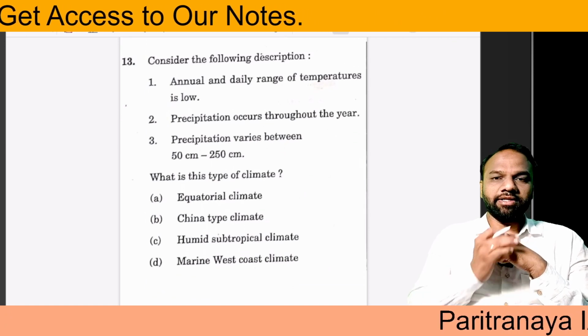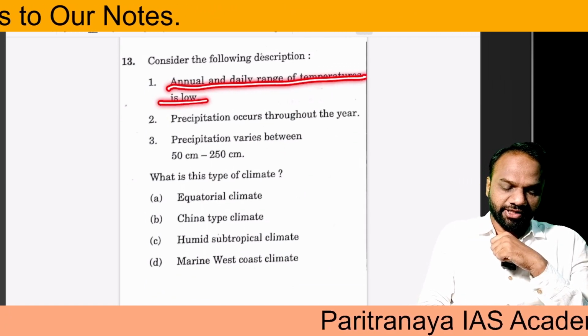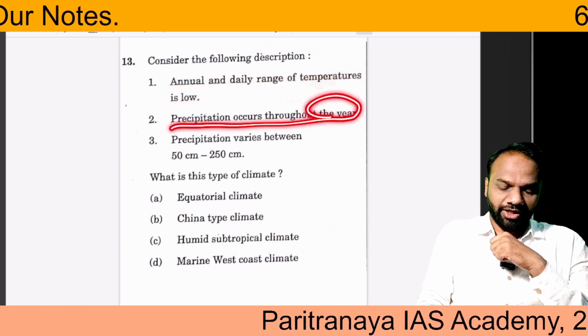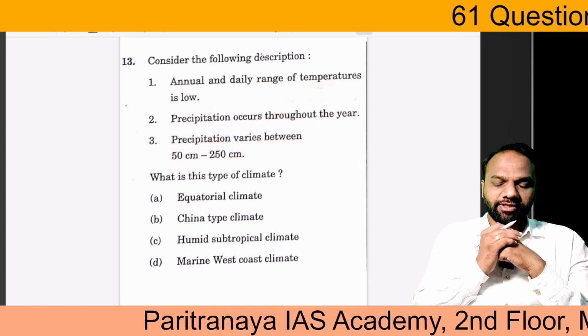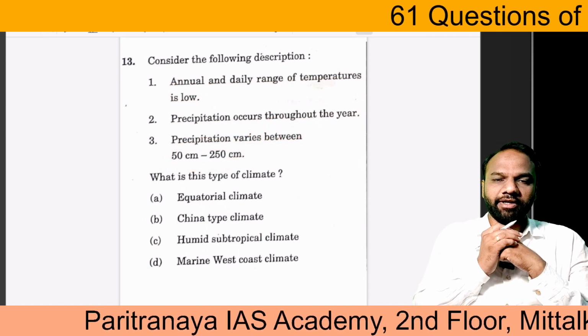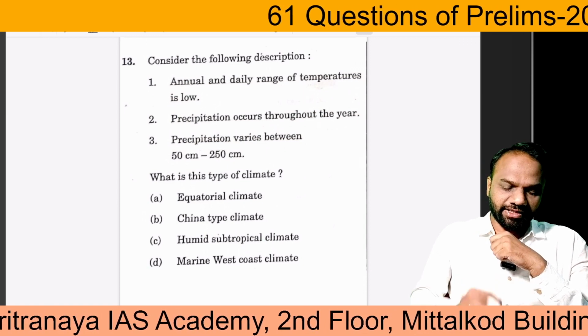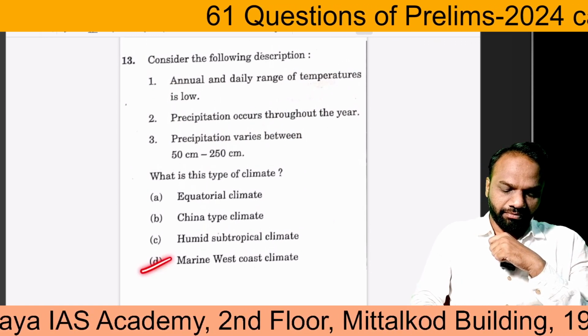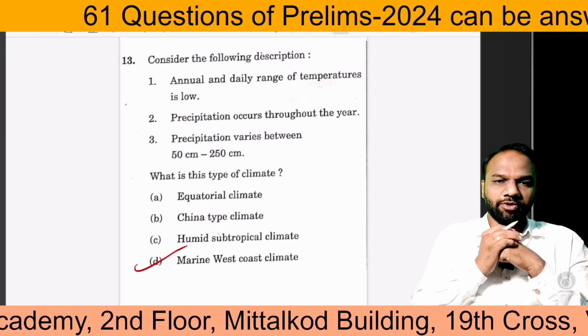Next, consider the following description. Annual and daily range of temperatures is low. Precipitation occurs throughout the year. Precipitation varies between 50 centimeter and 250 centimeter. So this question is a bit tricky, but if you make a key analysis, you will understand that they are speaking about marine west coast climate. So the correct answer is marine west coast climate.